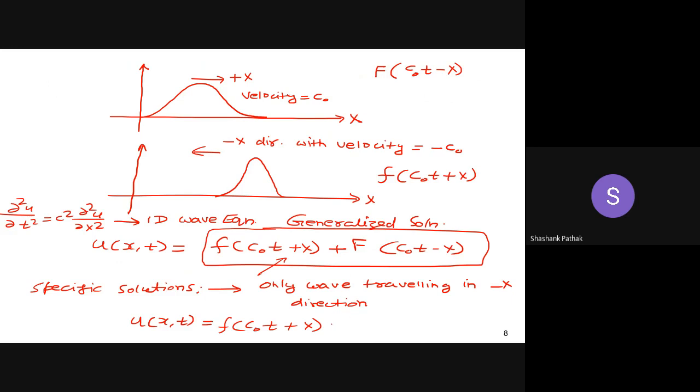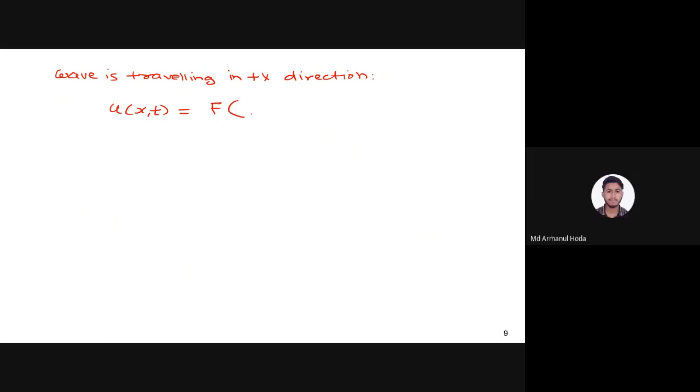That's why in our specific, simplified case, let us assume that we already know that our wave is traveling in the minus x direction, then we can write this one. Now, suppose we know that our wave is traveling in the plus x direction, what will be the solution for our case? Can someone tell? F of c not t minus x. Very good, excellent. So when our wave is traveling in the plus x direction, we can write this.